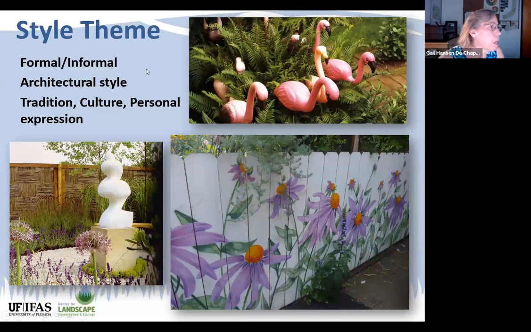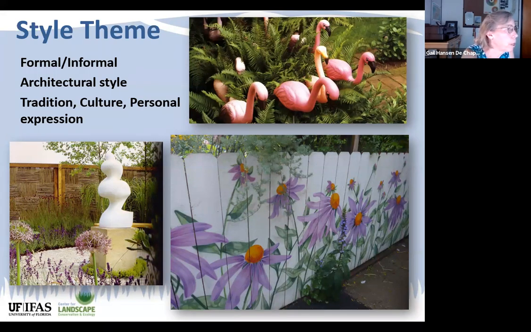There we go. So when we're talking about a style theme, we usually divide those into two categories: formal and informal. The formal uses the geometric form, and the informal uses the naturalistic form. But the style can also reflect the architectural style of the house. If you have a very old historic house, you might want to go with a cottage garden that has more of a historic feel to it.